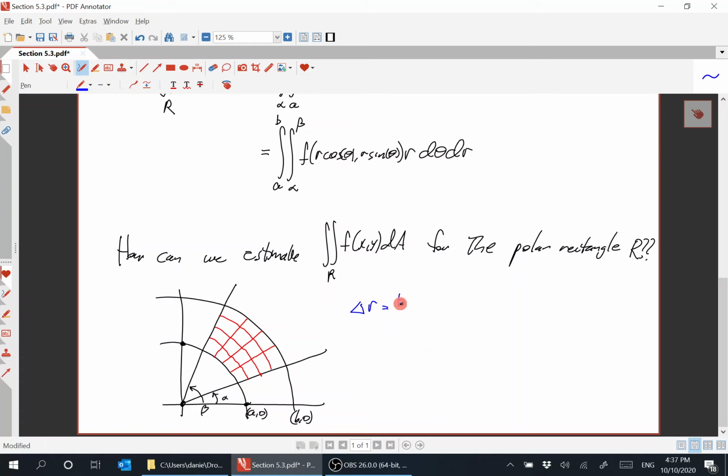Okay, so let's do a different color here. Delta r is equal to b minus a over n, and then delta theta is equal to beta minus alpha over m. Okay, and then what is the area of one of these little polar rectangles? So this little polar rectangle has angle inside here from the origin, delta theta, and then has width right here, delta r.